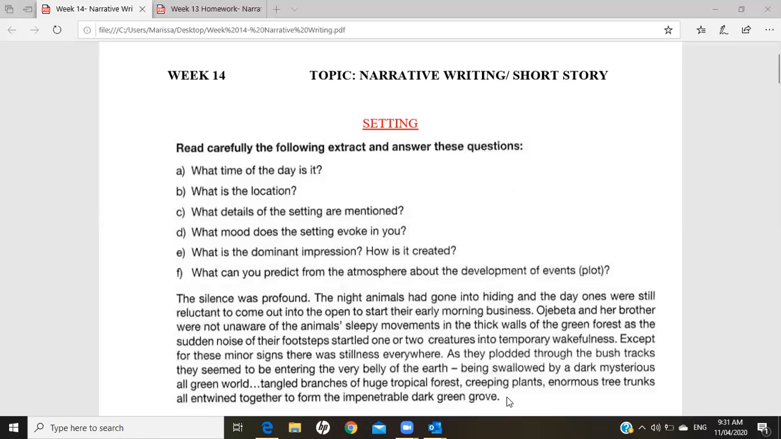Because we get a sense that they're scared right now. They're now entering into this forest. So why are they going into this forest? What's going to happen to them? And how is it going to end? So Joshua is saying that he thinks that they were lost. Good. So maybe when they enter into the forest, they got lost.